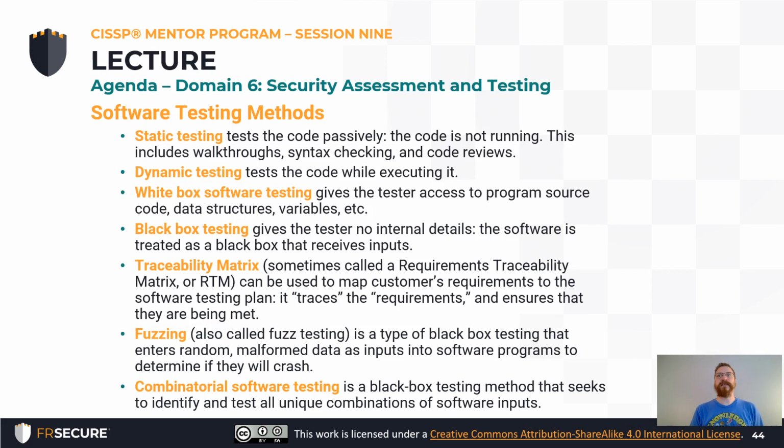Fuzzing or fuzz testing, black box, so we don't know exactly how that application, that software works. We're just going to throw random malformed data into the input and see what happens. Does it crash? Does it give me an unexpected response that I could use for other purposes moving forward with the test? And then combinatorial software testing, so black box, we're going to identify and test every unique combination of software inputs. We're just going to run through and say, what does it take? What kind of inputs does it take?